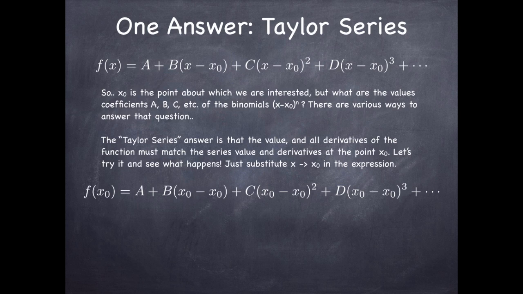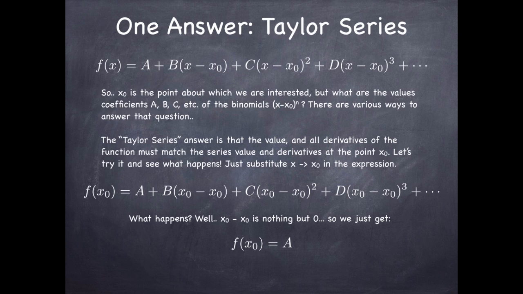the product of the B coefficient and the distance from the expansion point, x0, is 0. And all these higher order terms are also 0. And so you get the very simple answer that the function at the point of interest is equal to the A coefficient. The value of the function is the A coefficient. So that's it. We got our first coefficient.